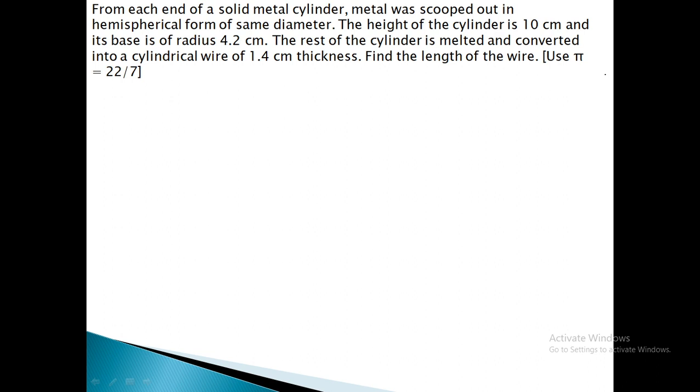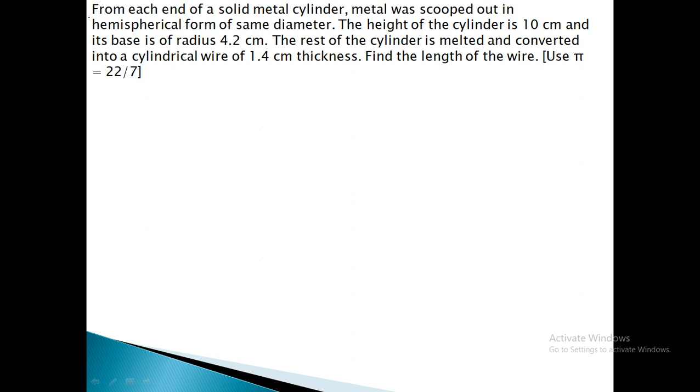And the rest of the cylinder is melted, and after that, the rest of the cylinder is melted and converted into cylindrical wire. It is converted into cylindrical wire of 1.4 centimeter thickness. Find the length of the wire. We have to find the length of the wire. Now we have to first of all write systematically what we have to find out.